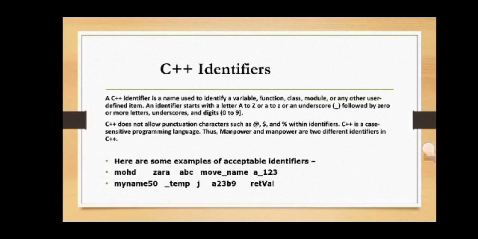Here are some examples of acceptable identifiers: mohd, zara, abc, move_name, a_123, myname50, _temp, j, a23, b9, retVal.